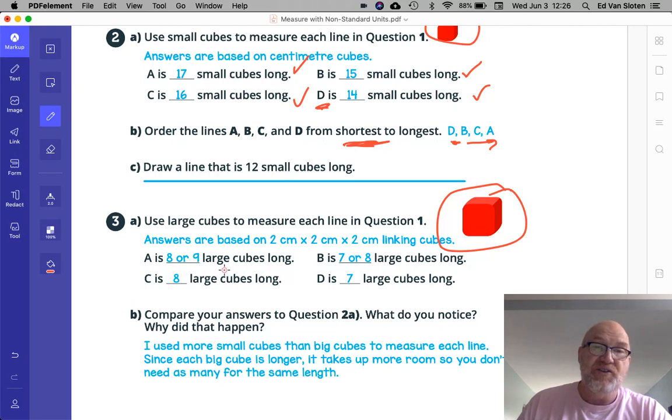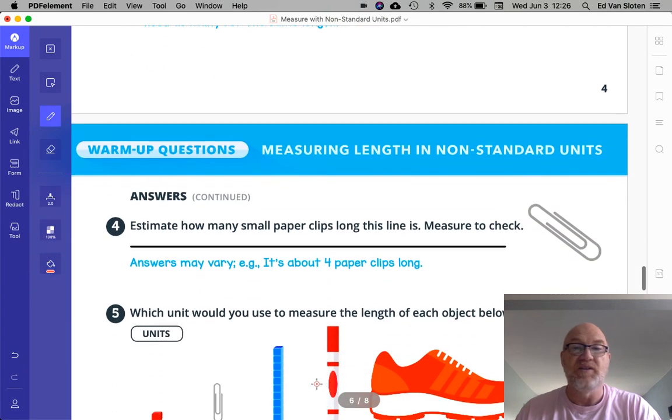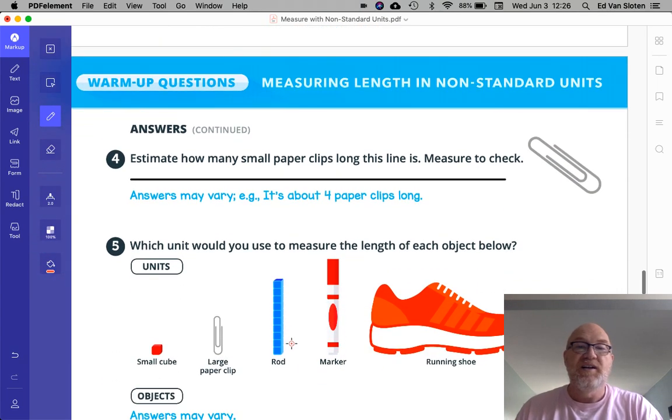8 or 9 large cubes for line A, 7 or 8 for line B, 8 for line C, 7 for line D. Well, what happened? I used more small cubes than big cubes to measure each line, since each big cube is longer. Okay, you can read the rest of that if you like. Estimate. Yay, that's what we got. 4 paper clips long. And I did even more than estimate.